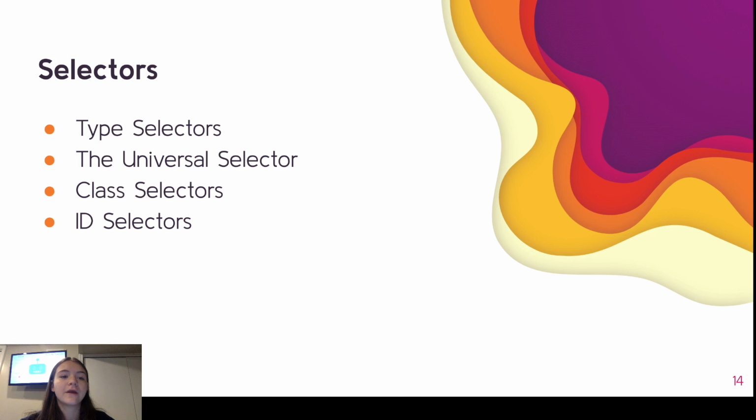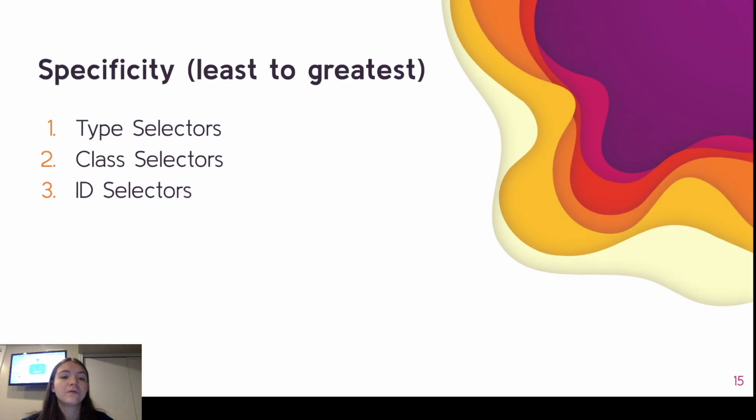So we're gonna go over a few selectors today. The type selectors, the universal selector, class selectors, and ID selectors. And we're also gonna look at which selectors are the most powerful, which are the most specific, and this is actually a list of the most specific from least to greatest. So one being type selectors and three being ID selectors, which are the most specific.